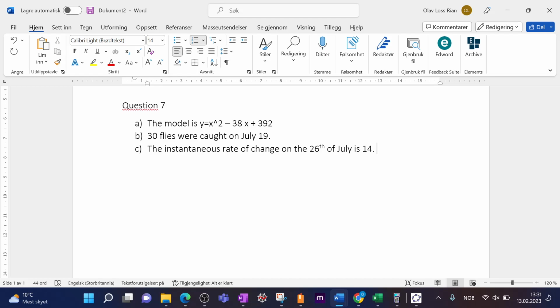Give a practical interpretation of the answer. Okay, it means that on this day, the number of flies increases with 14 flies per day. So it's the growth rate, if you like, or the rate of change.